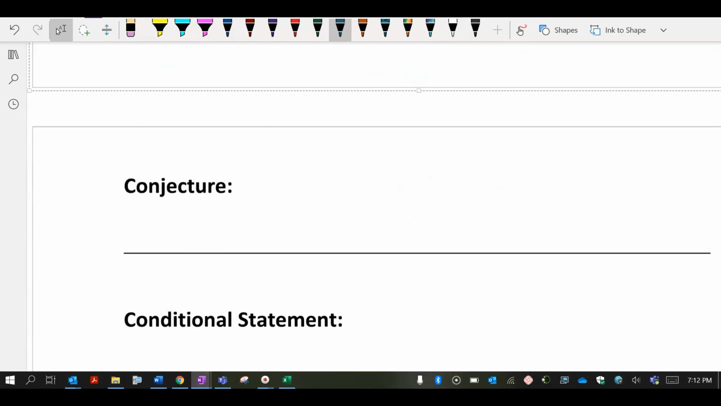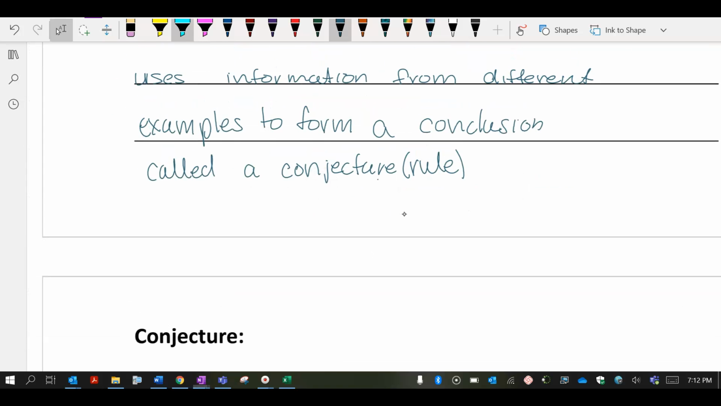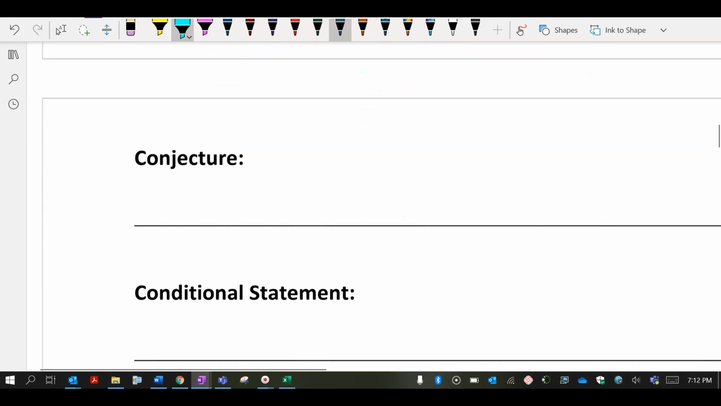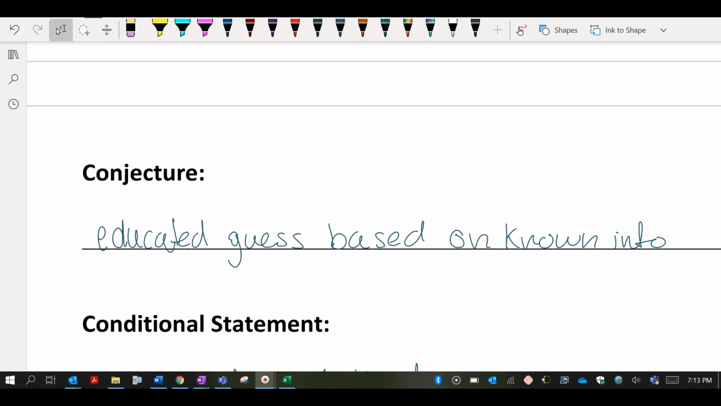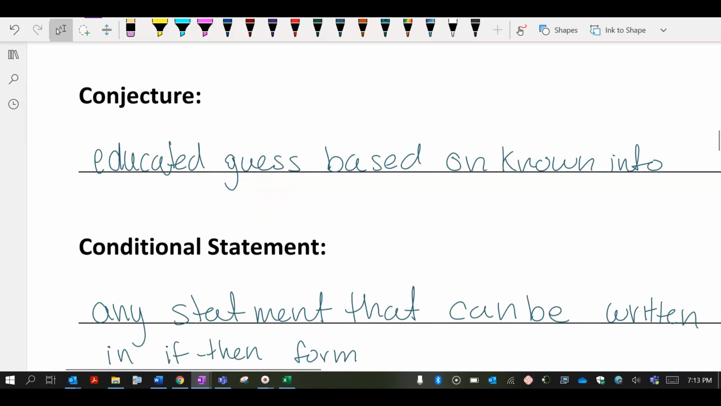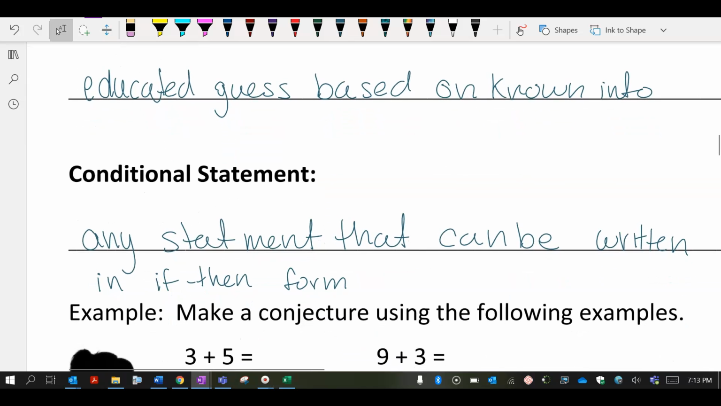So next we're going to talk about that conjecture, because what does that mean? So conjecture is a rule. When we're talking about a conjecture, it's going to be an educated guess based on known facts. As I said, an educated guess based on known info, and we will be making conjectures based on a lot of things we're going to be doing in geometry, using our postulates, definitions, and theorems.